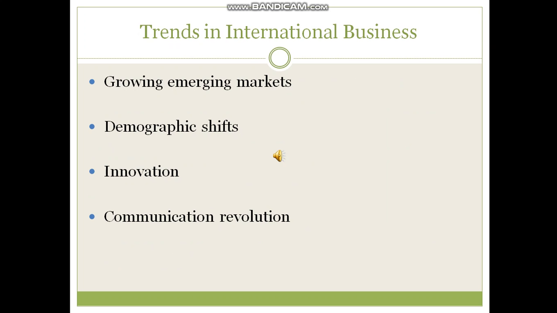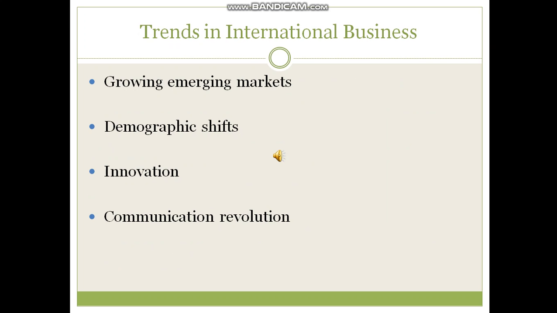Trends in international business. The major trends are, the first one is the growing emerging markets. Due to the trade across the international boundary, new markets, especially the markets in developing countries, are emerging. Thereby, there will be high economic growth in developing nations. The second one is demographic shift, such as aging, while many developing countries have a very youthful population, and these all have had an important impact on international trade.